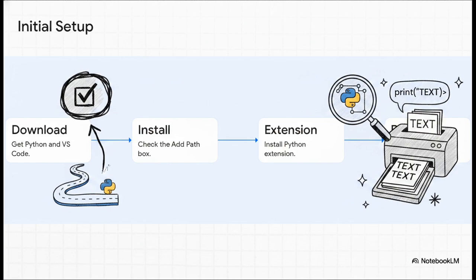When you download and install Python from the official website on Windows, you absolutely must check the tiny box at the bottom of the installer that says Add Python to Path. Seriously, do not skip this. If you do, your computer won't know where Python is installed, and you're going to get some really frustrating errors later. Once that's done, you install an editor like VS Code, grab the official Microsoft Python extension, and boom, you're ready. To write your first program, just use the print method.